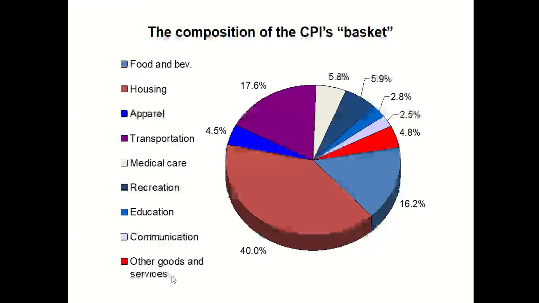And the major chunk of goods and services is housing, that is 40%. Then comes, you can see here, transportation 17.6, then comes food and beverages, that is 16.2%. So this is the typical composition of CPI's basket, that it includes a number of goods and services.